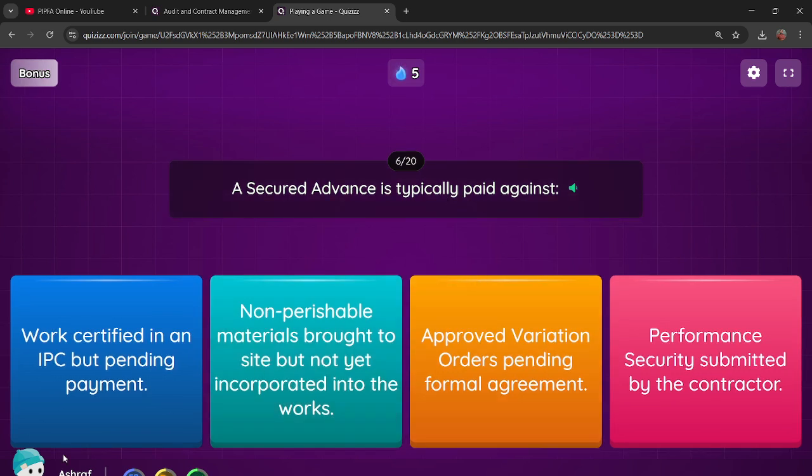Question: a secured advance is typically paid against Option 1, work certified in an IPC but pending payment. Option 2, non-perishable materials brought to site but not yet incorporated into the works. Option 3, approved variation orders pending formal agreement. Option 4, performance security submitted by the contractor.